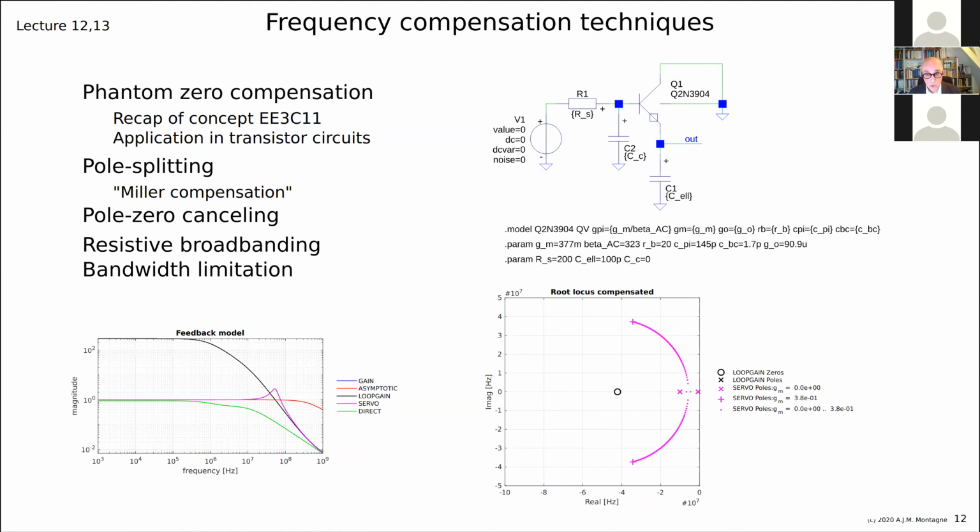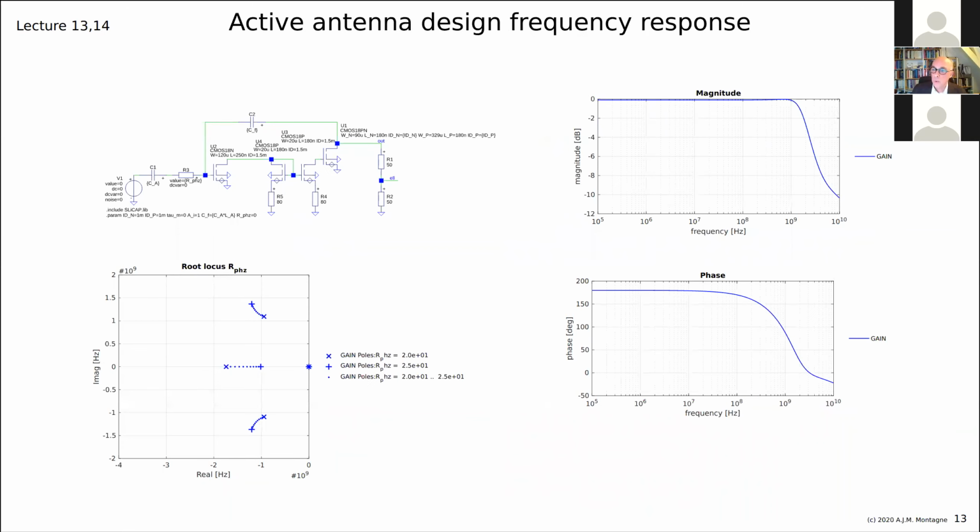But in this course, we will also introduce other compensation techniques: pole splitting, pole zero canceling, resistive broadbanding, and we will also see what happens if you only focus on phase margin, which is common practice. So that is important because maybe the common practice is not always the good practice. And then, of course, the next step is to apply this in the antenna amplifier. So we are going to compensate the antenna amplifier.